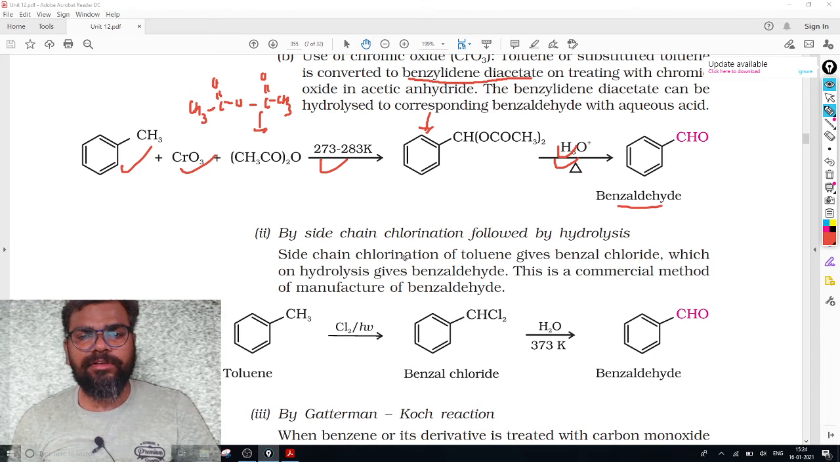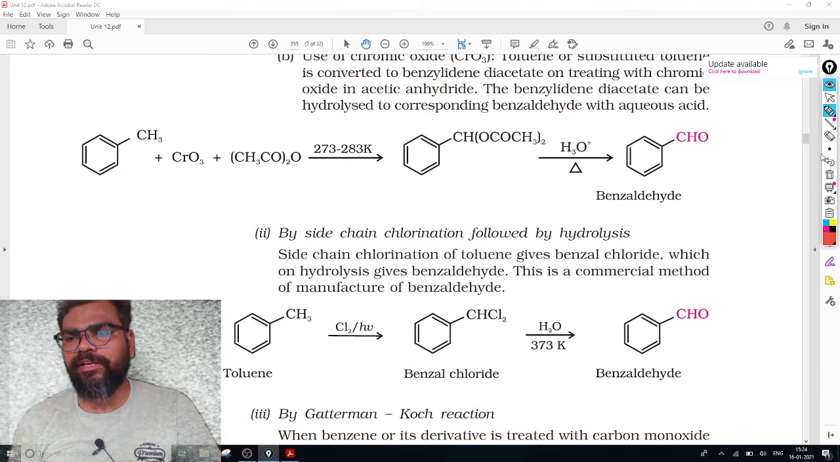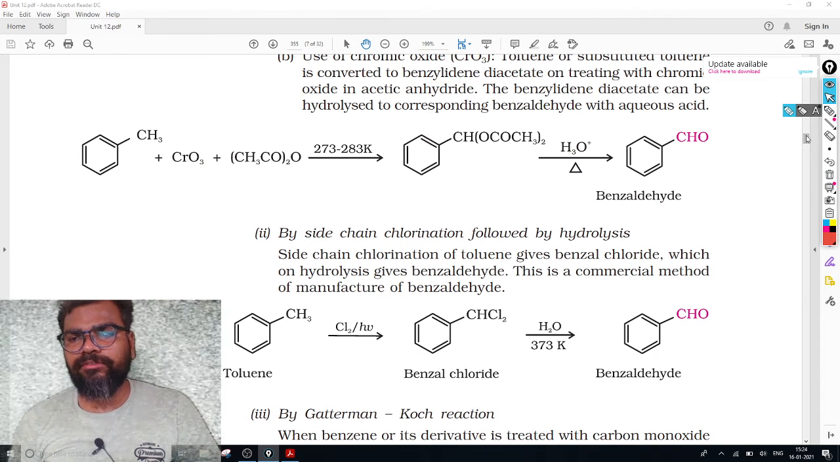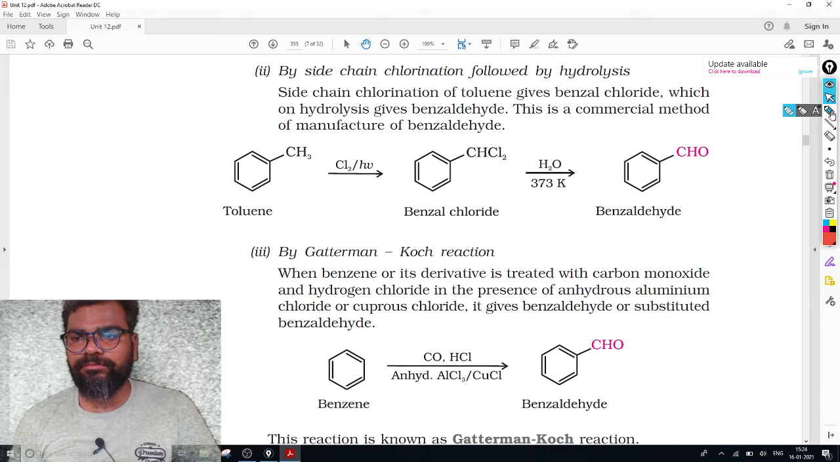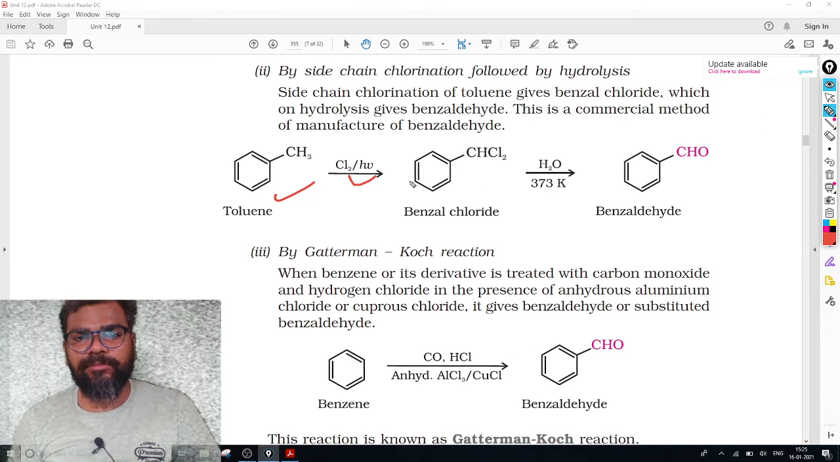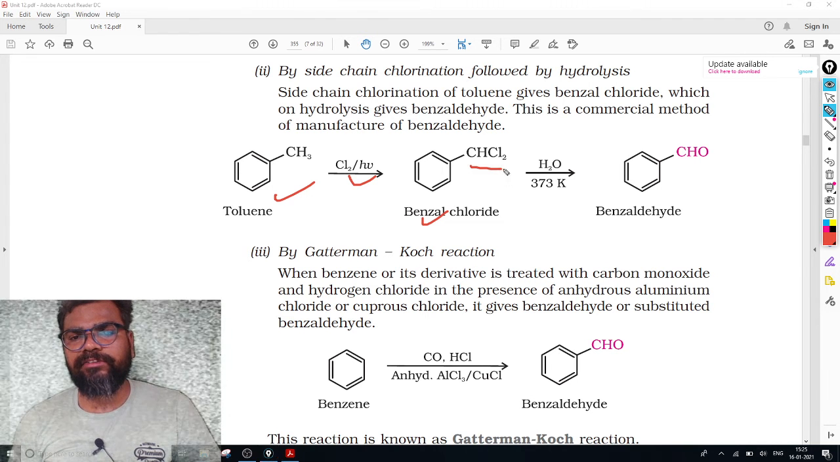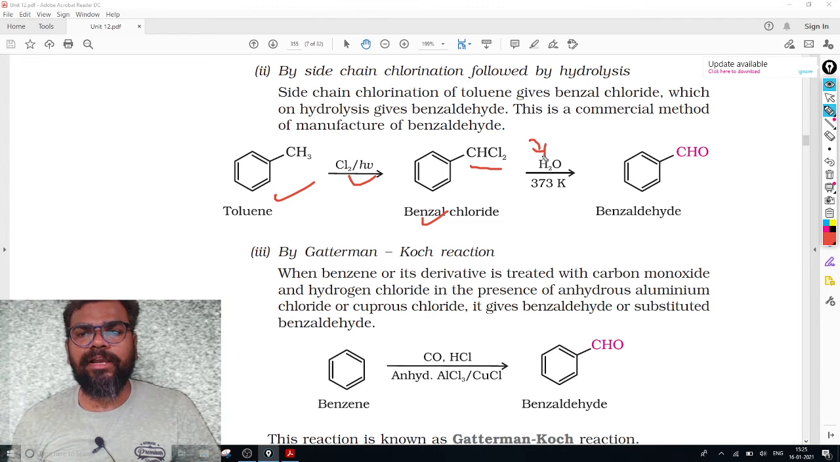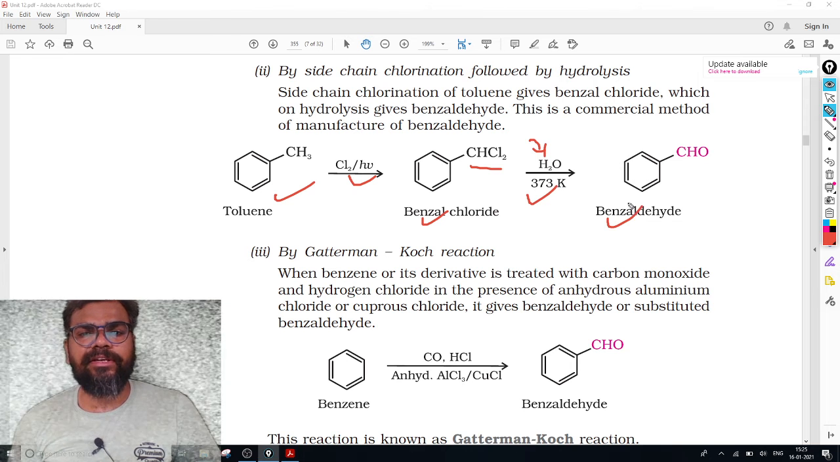Then the next one, by side chain chlorination. This is quite easy, we have already done it. First of all, take toluene, chlorination in the presence of ultraviolet light. You will get benzal chloride, that is benzene ring CHCl2. By hydrolysis at 373 Kelvin temperature, you will get benzaldehyde.